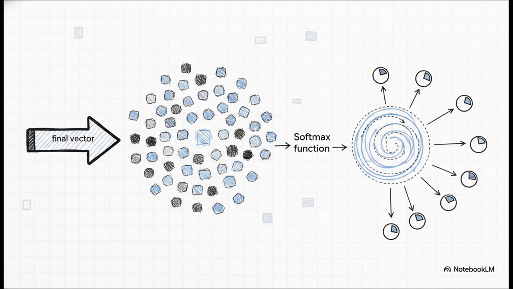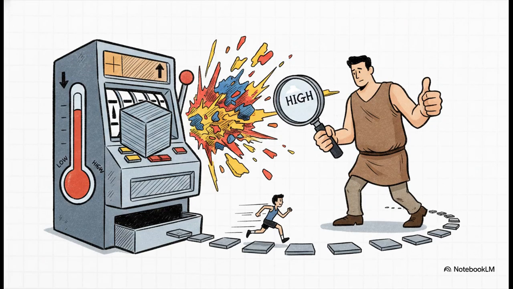So right before the model guesses the next word, that one final vector has blossomed into tens of thousands of raw numbers. Finally, we pass those numbers through a function called softmax, and that turns them into clean percentages, the actual probabilities of what should come next. But the model doesn't always just pick the number one highest probability word. Honestly, that would sound incredibly robotic.